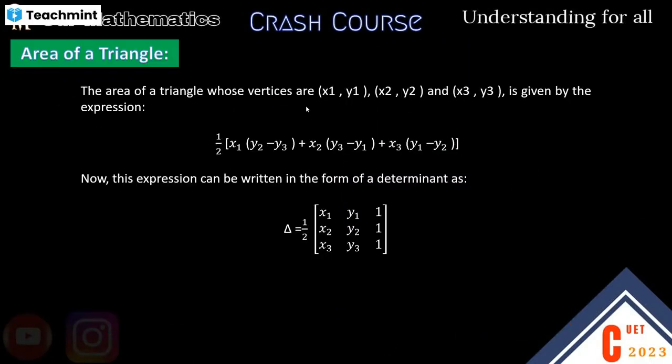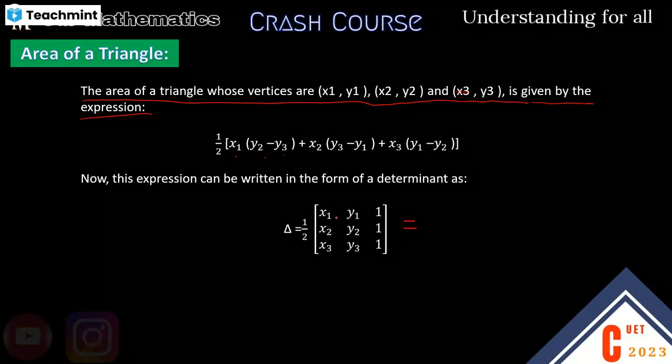Let's now move to area of a triangle. So this was one application of determinants. The area of a triangle whose vertices are (x1, y1), (x2, y2) and (x3, y3) is given by what expression? We got half of x1 into y2 minus y3 plus x2 into y3 minus y1 plus x3 into y1 minus y2. Now this expression can be written in the form of a determinant as half of the determinant with rows x1 y1, x2 y2, x3 y3, and in the third column we will just put 1, 1, 1.